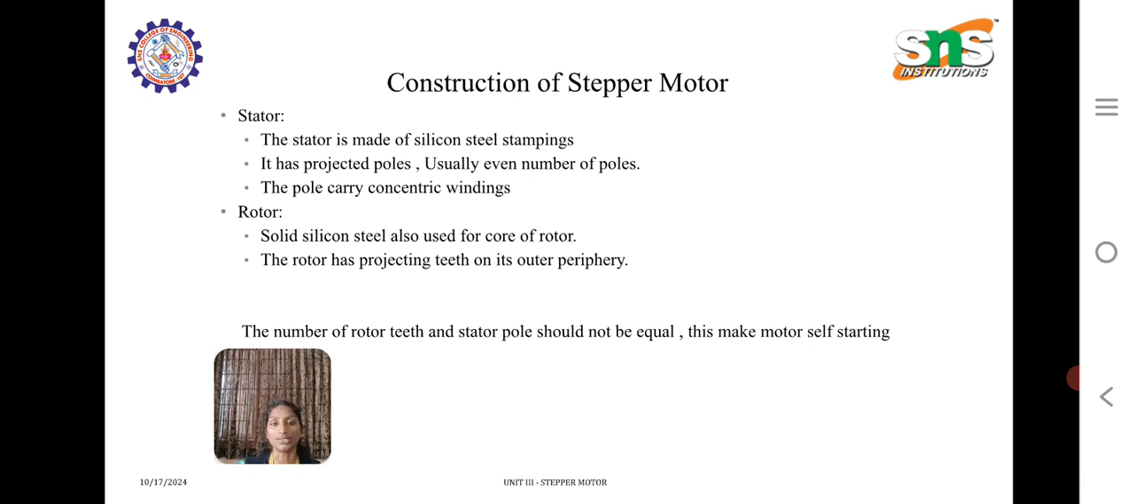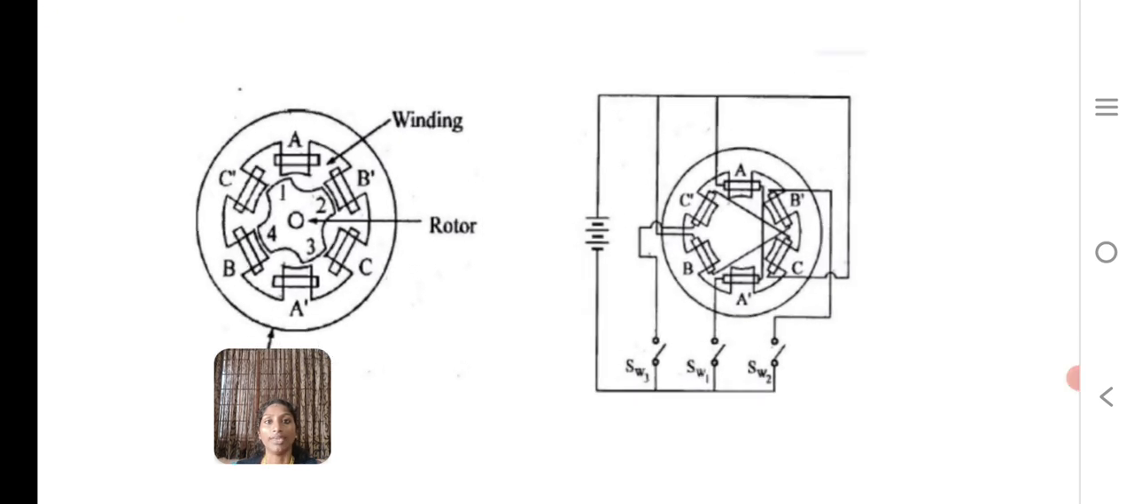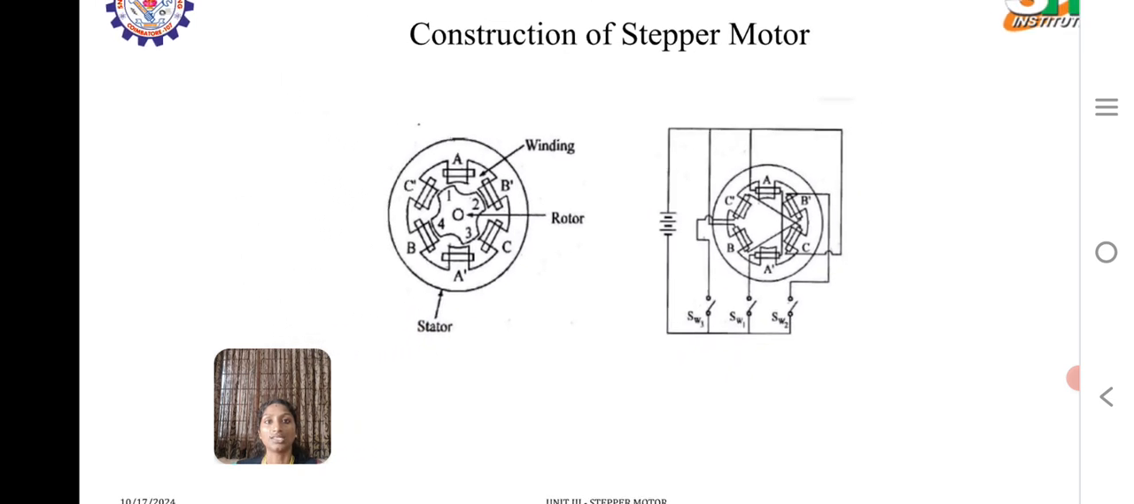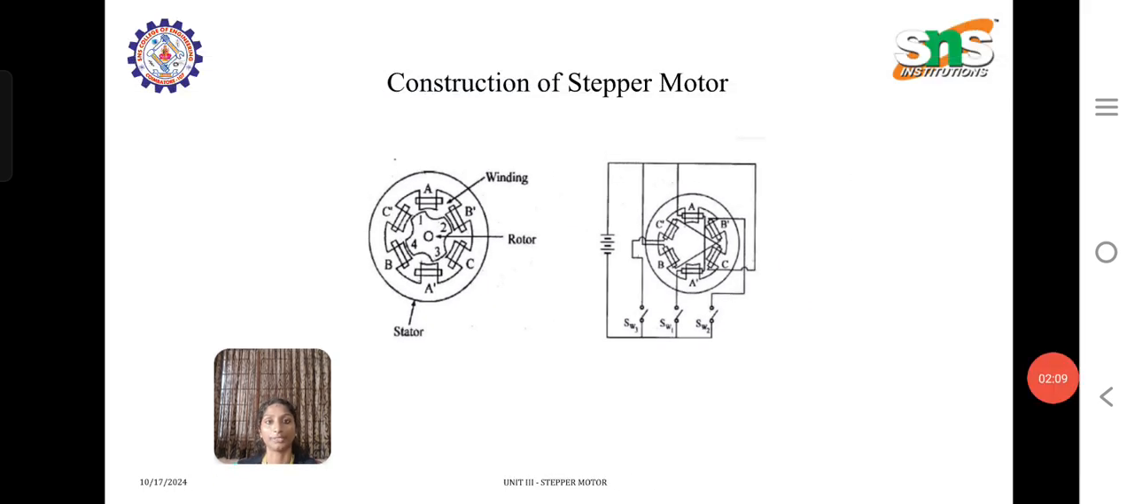One thing to be noted is that the number of rotor teeth and stator poles should not be equal. This makes the motor self-starting. If they are equal, then we talk about motor locking. So if the teeth are not equal, then this motor is considered a self-starting motor. Here we have windings and phases of the stator and rotor shown. Each phase is controlled with a switch S1 and the input is DC for a stepper motor.